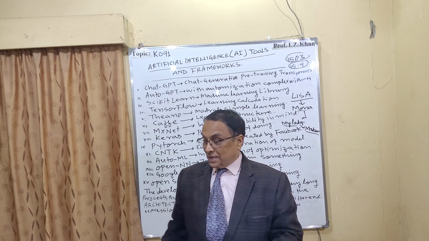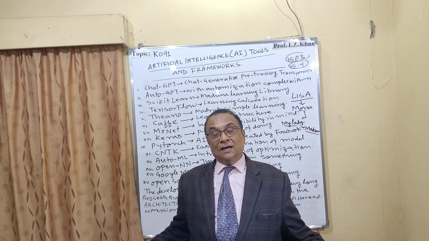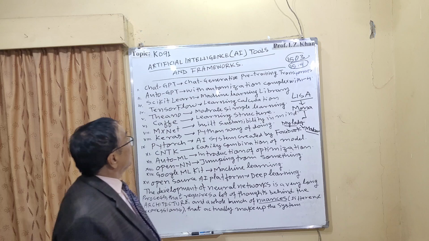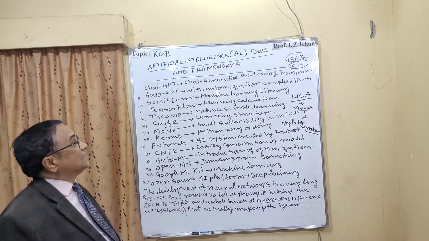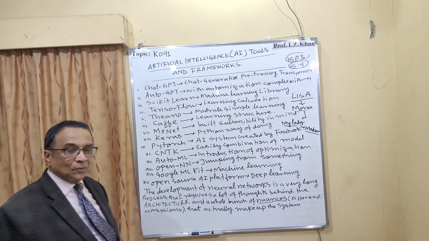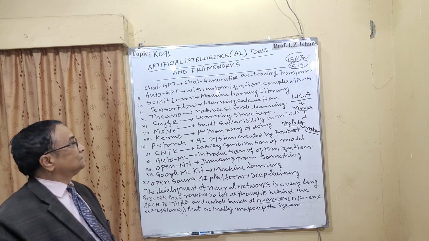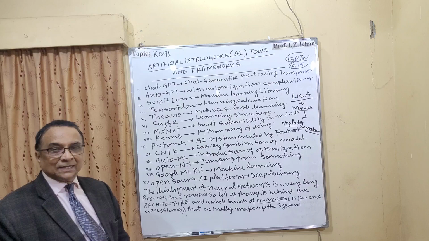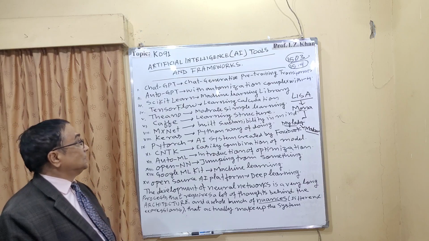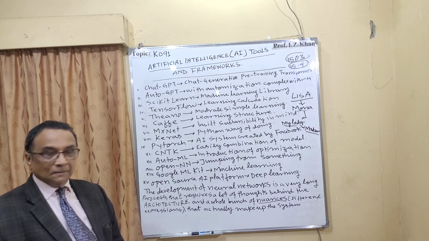Already OpenAI was there, but a new one just last month with another new type of learning of artificial intelligence, and we are waiting for the outcome. So here, artificial intelligence, AI tools and frameworks. Number one, the software tool that is called ChatGPT, means Chat Generative Pre-training Transformer. That is the full form of ChatGPT.